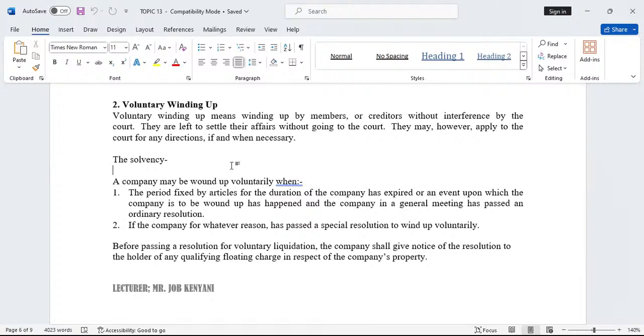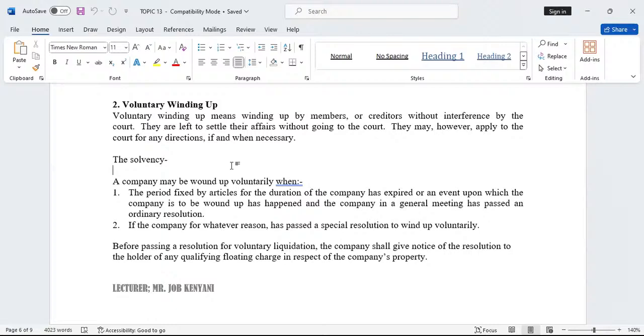So for voluntary winding up by members, there has been an assessment by the board of directors, by the management. They have realized that the company has money, so it is solvent. If it is solvent, they'll go for voluntary winding up by members. They don't have to involve the creditors. If it is insolvent, it doesn't have enough resources to meet its obligations within a period of a year. That simply means they'll go for winding up by creditors.